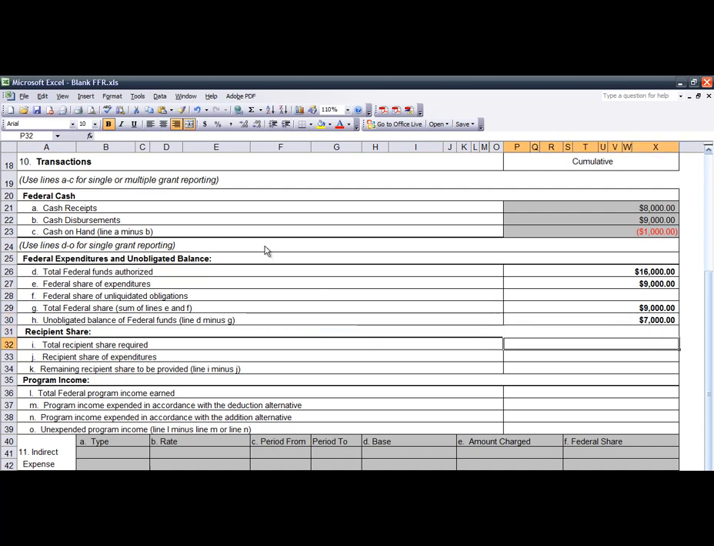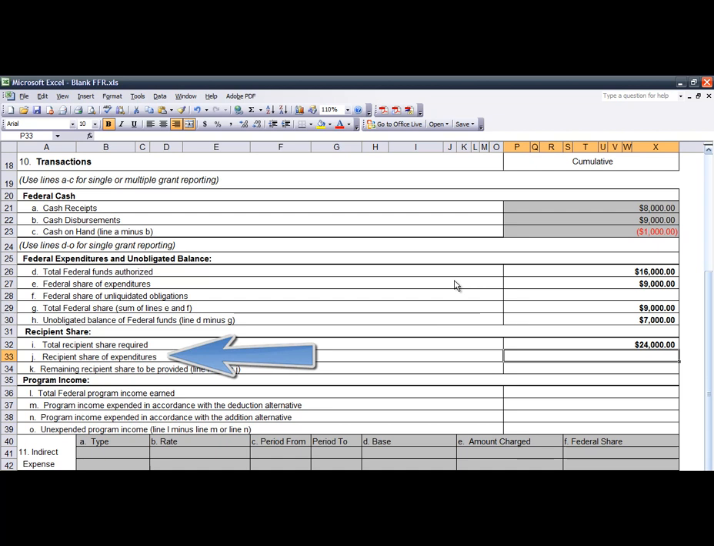My next step is to move on to the section titled Recipient Share. And in this section, I will enter the total required recipient share for the reporting period. The required recipient share should include all matching and cost sharing provided by recipients and third-party providers to meet the level required by the federal agency. Please note that this amount should not include cost sharing and match amounts in excess of the amount required by the federal agency. And for this example, I'll be using $24,000.